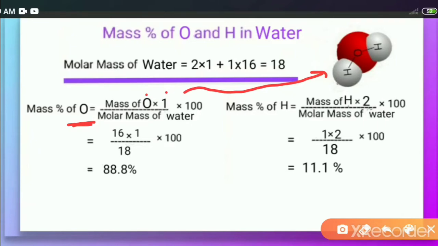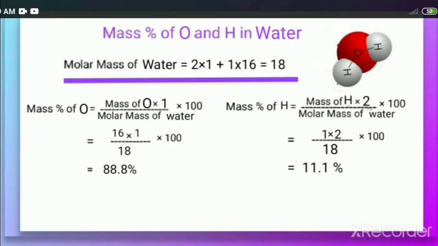Then divided by molar mass of water. Molar mass of water we have just now found, that is 18. Now we'll substitute the value. When we substitute the value, we'll be getting 16 into 1. 16 is the mass of oxygen, into 1, divided by 18. 18 is the molar mass of water, into 100.